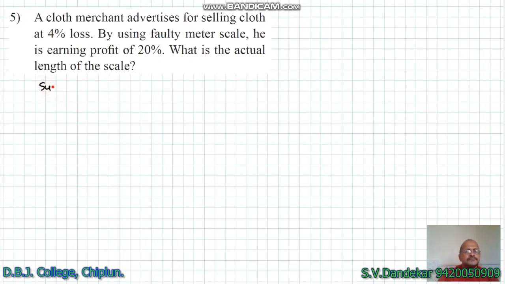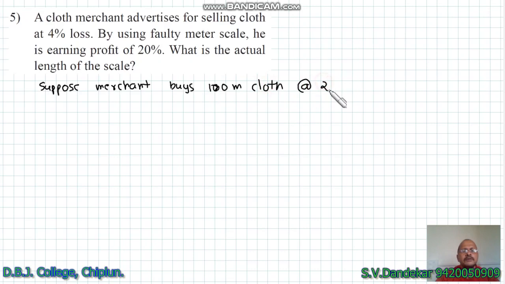Suppose a merchant buys 100 meter cloth at the rate of rupees 100 per meter, and therefore cost price is equal to 100 into 100 equal to 10,000.